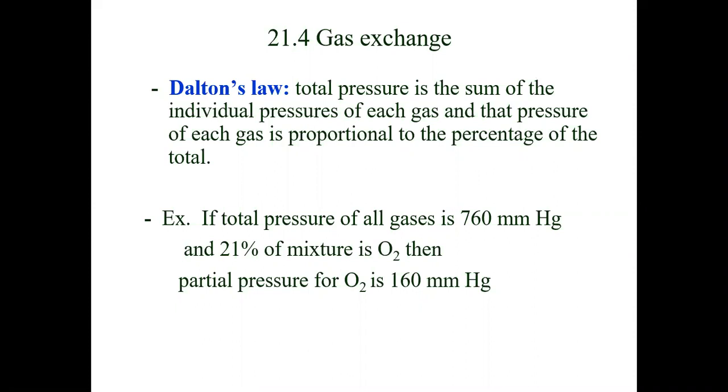Dalton's Law says the total pressure is the sum of the individual pressures of each gas. So each gas that you have in a mixture is going to have its own individual pressure. And it also says that the pressure of that gas is proportional to the percentage of the total. So for example, if you think about the air you're breathing in the atmosphere, you may not realize it, but about 78% of what you're breathing is actually nitrogen gas. You're breathing a mixture of gases.